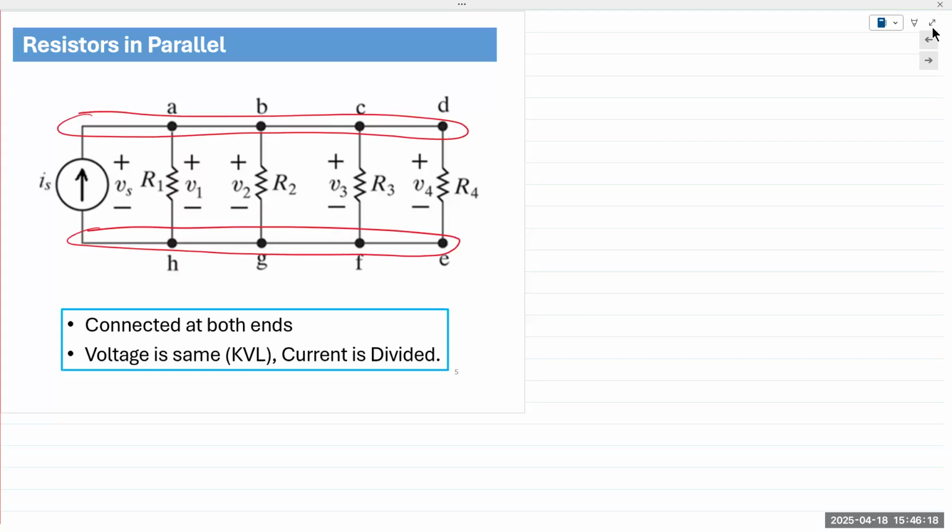Okay, if you have a parallel connection, then the voltage for all components connected in the parallel connection is exactly the same.